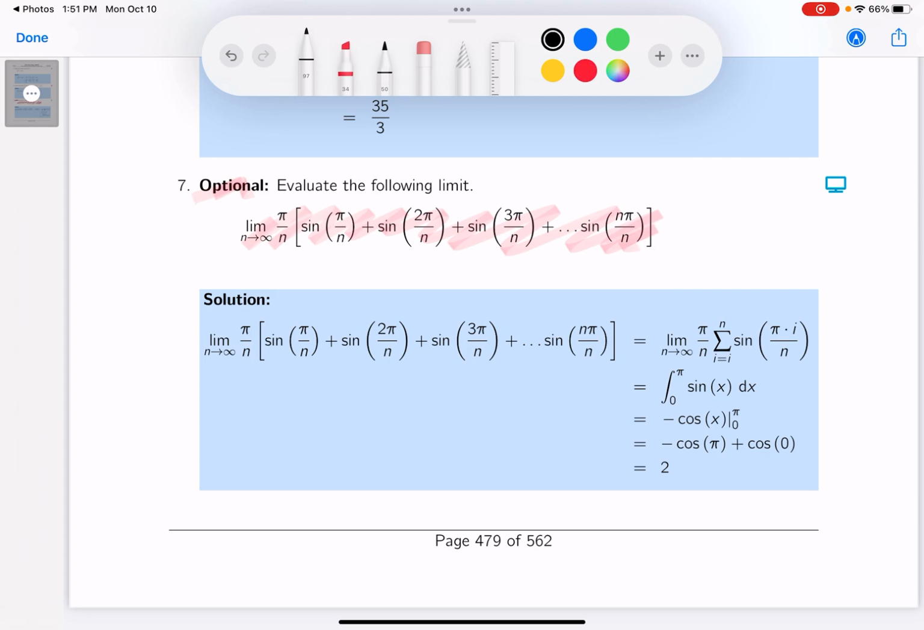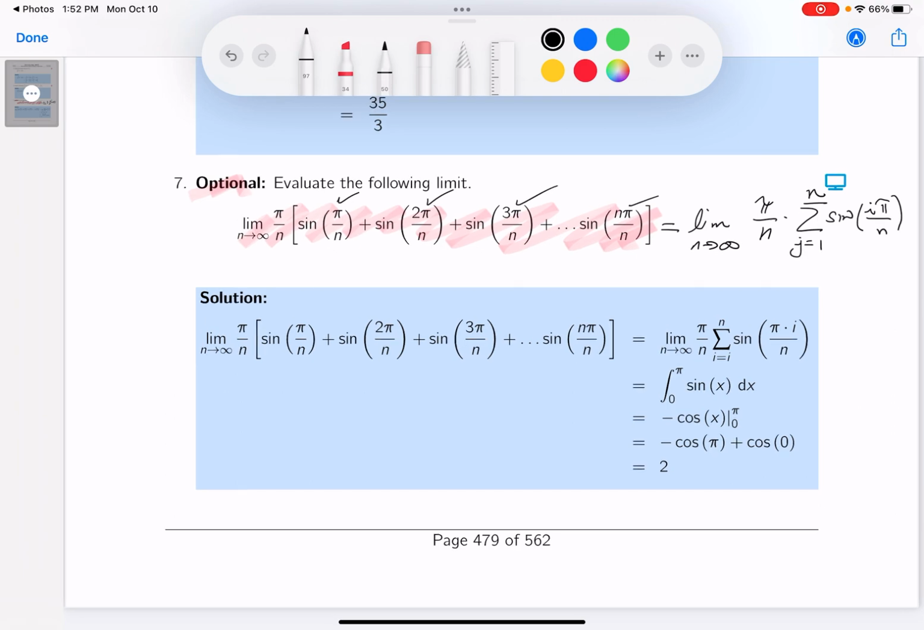All right, so first up, it looks like the limit as n goes to infinity of pi over n times the sum. Let's take a look at that. Let's put j down, j equals 1 to n, and then it looks like sine of j pi over n. And 1 pi, 2 pi, 3 pi, up to n pi. Yeah, it looks like it's fitting out pretty good.